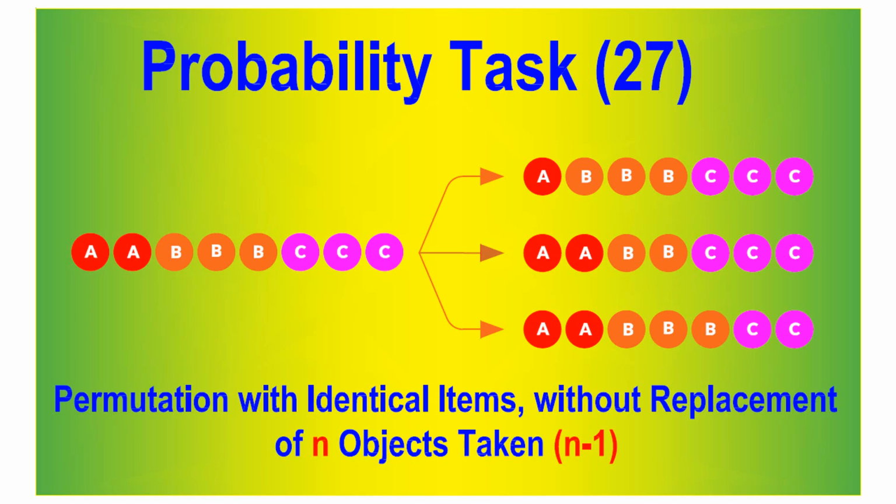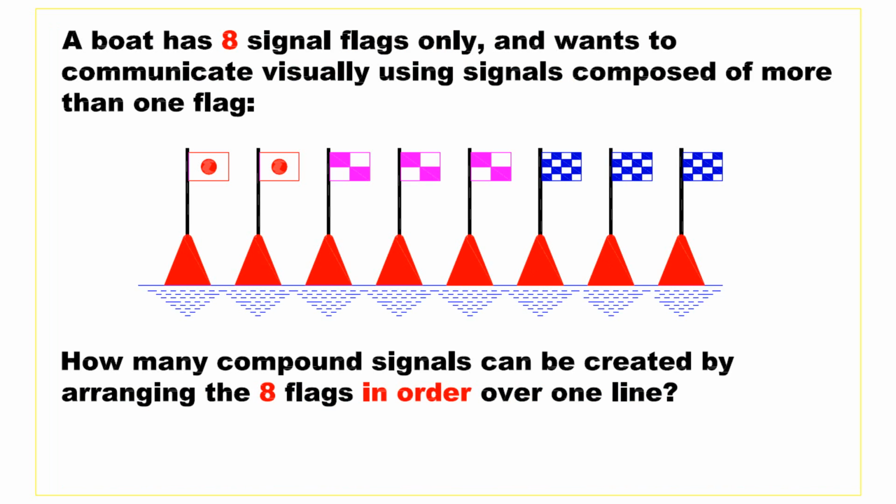In this video, we will derive a formula for permutation with identical items and without replacements of n objects taken n-1 at a time. A boat has 8 signal flags only and wants to communicate visually using signals composed of more than one flag. The question is how many compound signals can be created by arranging the 8 flags in order over one line.